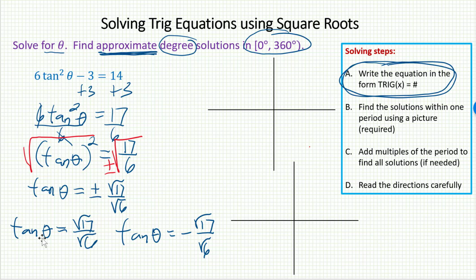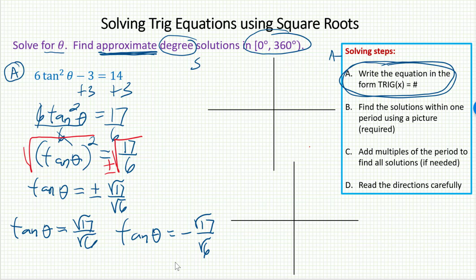We have completed step A by turning this complicated equation into two simple equations. And now I can move on to step B. I'll have to do it twice. So for the tangent function, remember the period of the tangent function is only 0 to pi or 0 to 180 in degrees. So in my tangent pictures, I never have to look past just these first two quadrants.